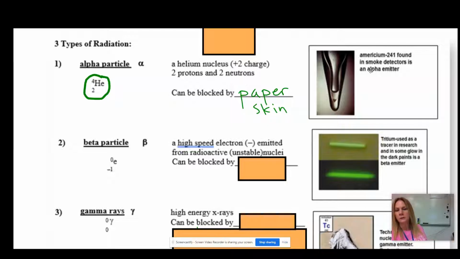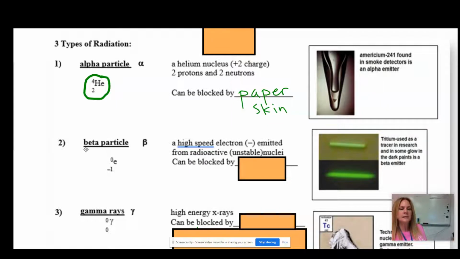Now, where you see alpha emitters in an everyday situation is that's exactly what's in your smoke detector. When the smoke comes by and it's emitting alpha particles, the smoke can block it, right? It's easily blocked by smoke as well as paper or skin. And so that's how the smoke detector knows that there's smoke, because the alpha particle has been blocked.